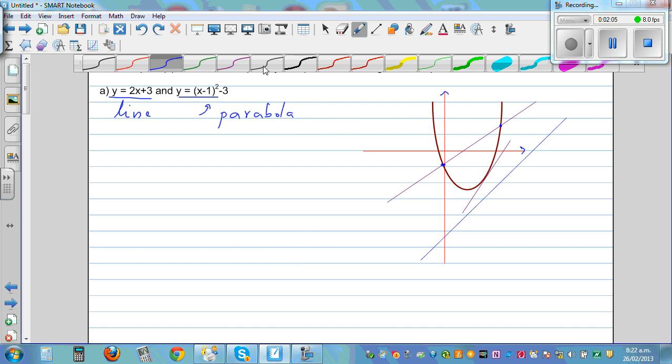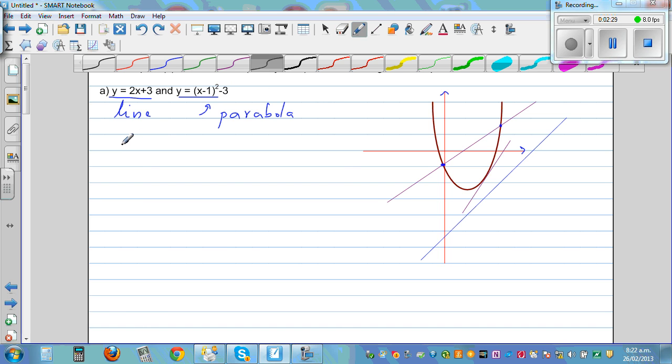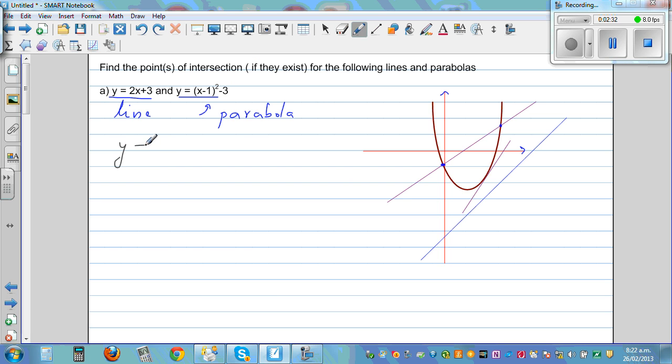We have to do this algebraically first, so let's do it. So y is equal to 2x plus 3, and y is equal to x minus 1, the whole squared, minus 3. Let me write the second equation first: y is equal to x minus 1 the whole squared minus 3, and y is equal to 2x plus 3. In place of y, I can put 2x plus 3, because it says y is equal to 2x plus 3.